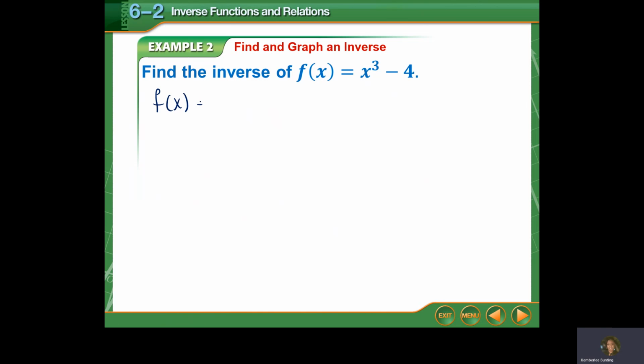So I have f of x equals x cubed minus 4. What's my first step? Change the f of x to what? Change it to y. Y equals x cubed minus 4.